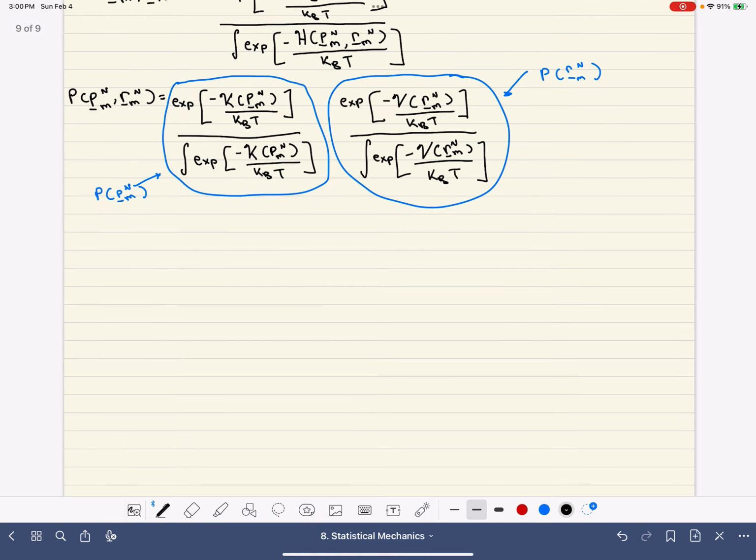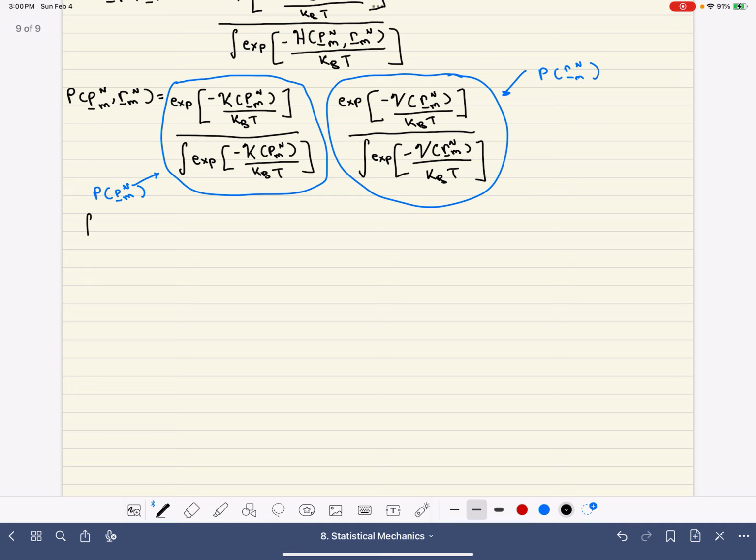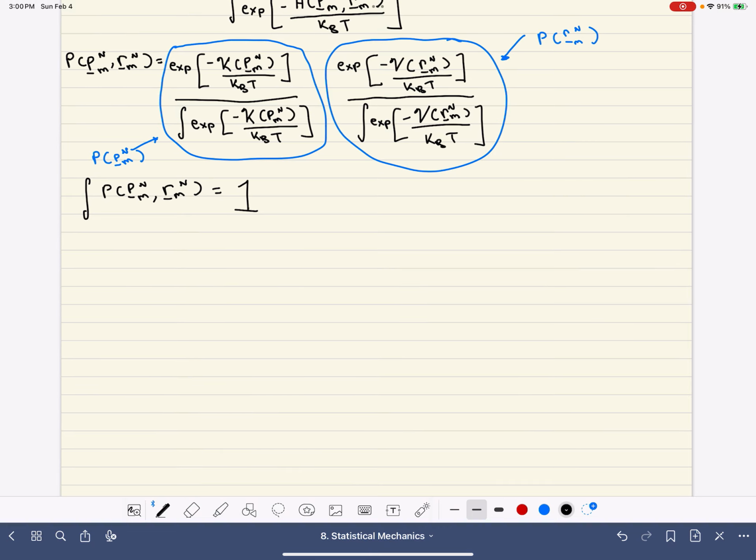A couple of definitions that are key. If we take the integral of P of pm and rm, if we integrate that, we should get 1, right? And so that's useful in case we need to normalize or identify the partition function of our system.